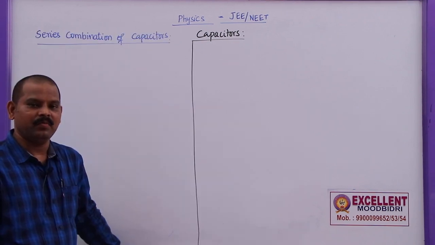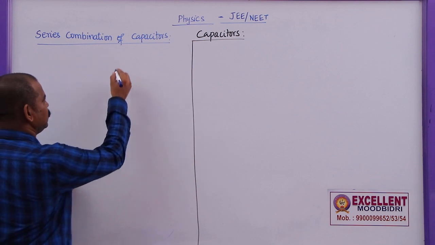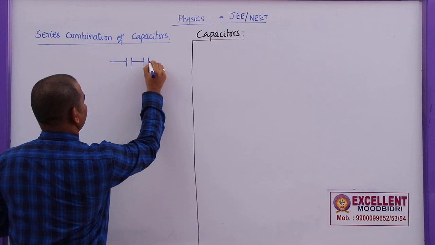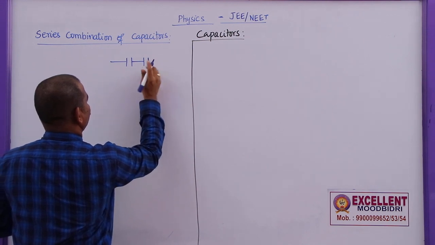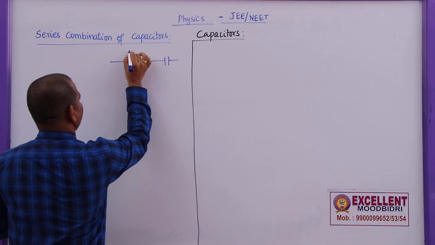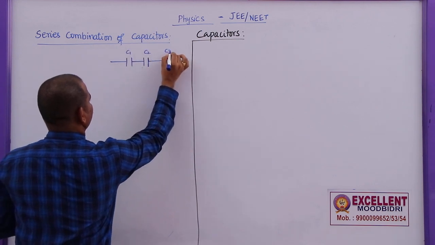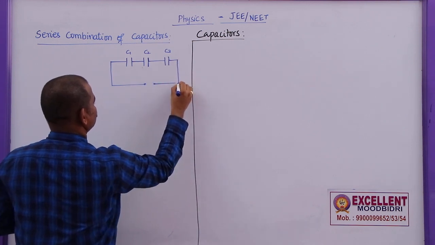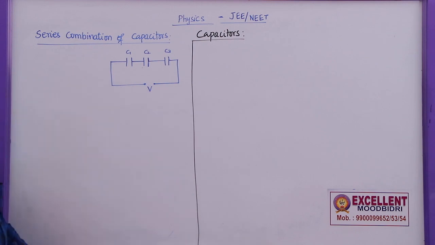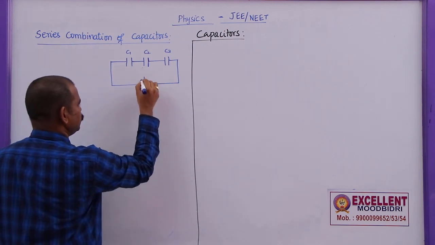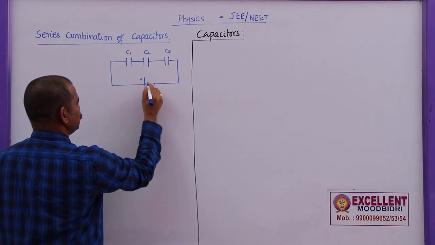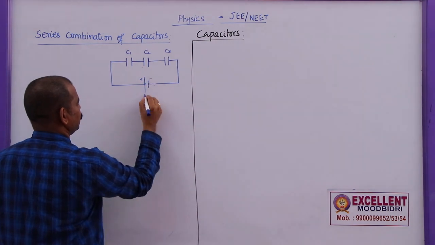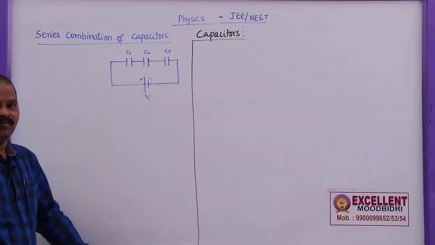Next, series combination of capacitors. This is capacitor 1, capacitor 2, capacitor 3. So, we have taken 3 capacitors C1, C2, C3 which are connected to a voltage source V. So, this is the positive terminal of the voltage source and this is the negative terminal of the voltage source, and the potential difference between these two is V.